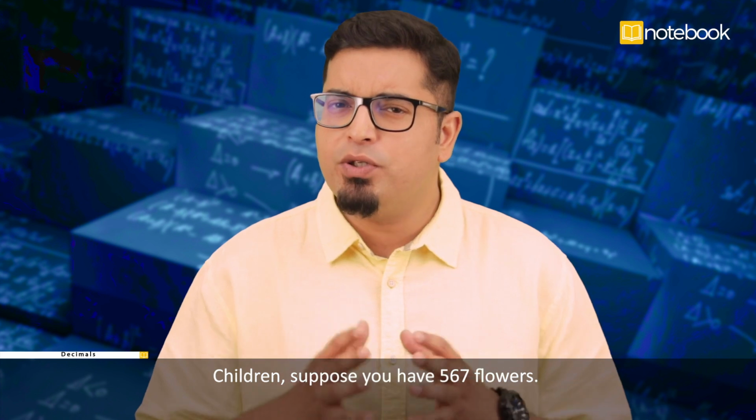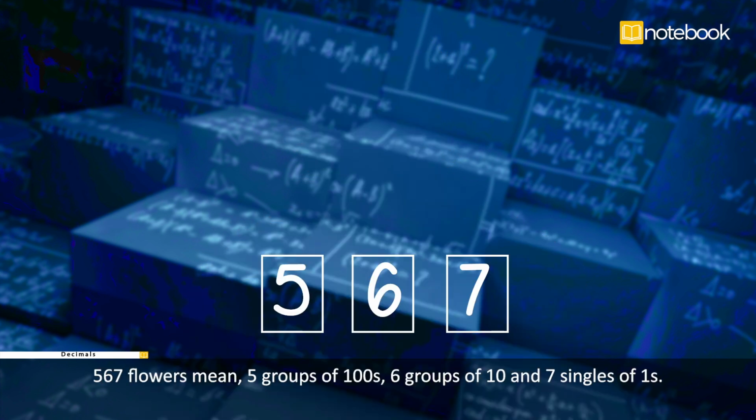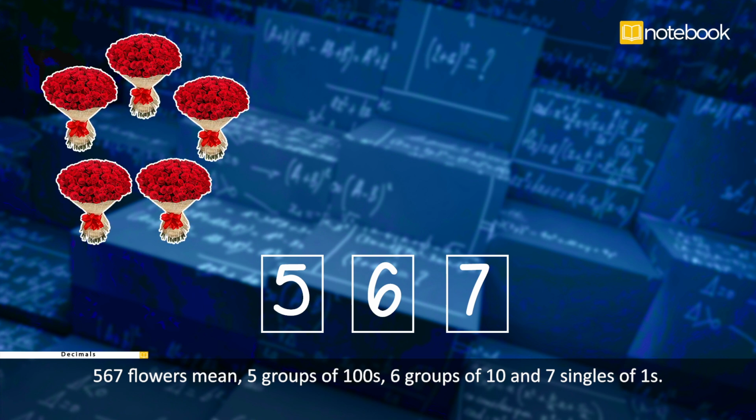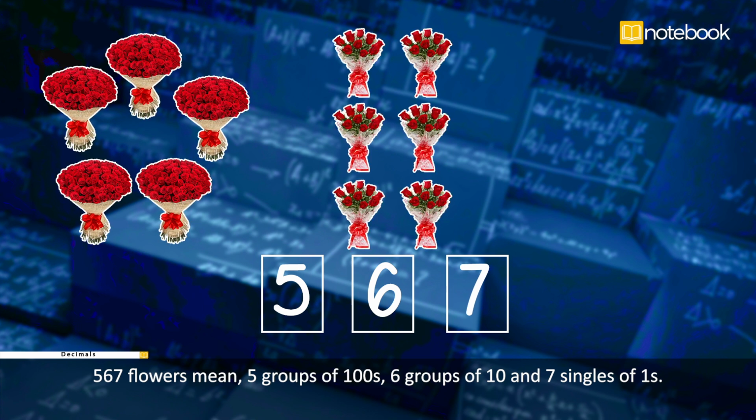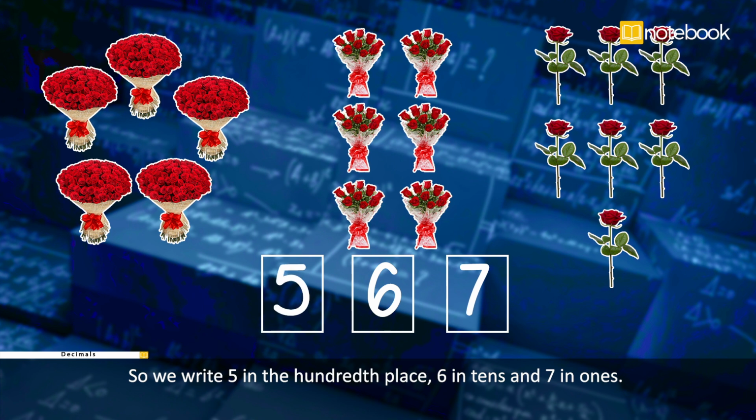Children, suppose you have 567 flowers. 567 flowers means 5 groups of hundreds, 6 groups of tens, and 7 singles of ones. So, we write 5 in the hundreds place, 6 in tens, and 7 in ones.